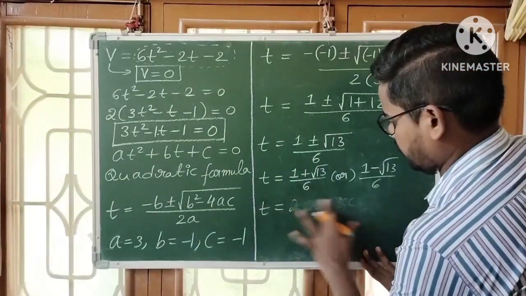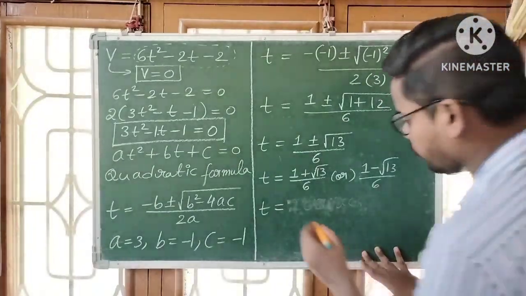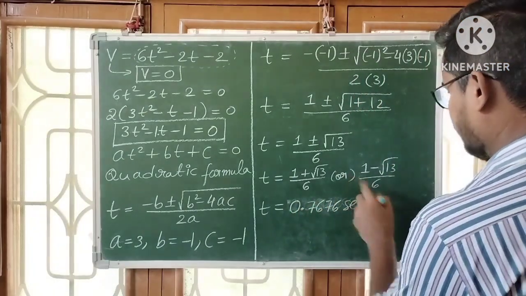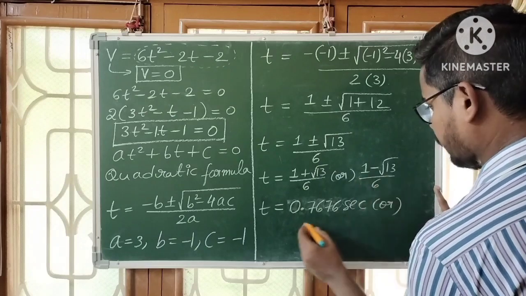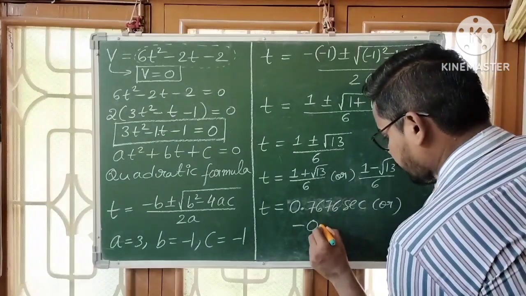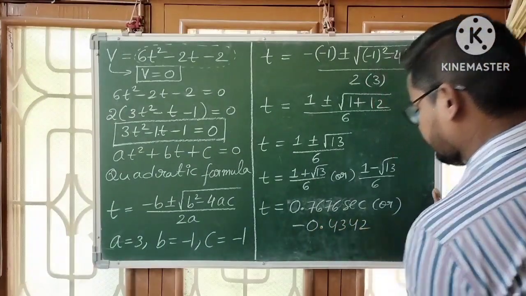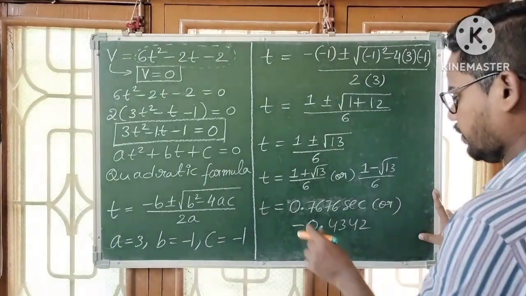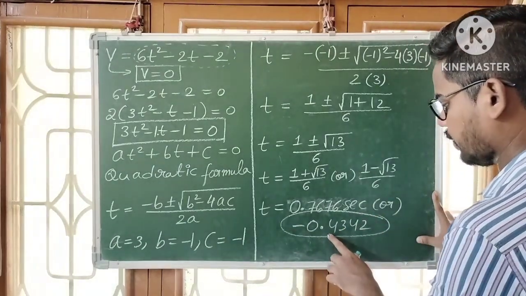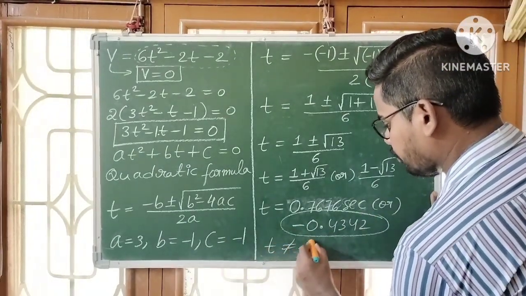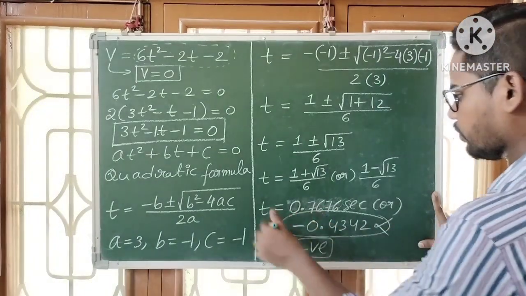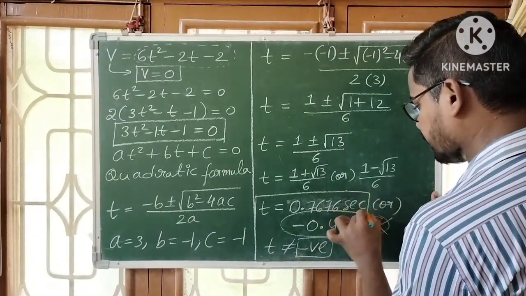Sorry, I got 0.7676 seconds, and one more solution, minus 0.4342. We have two solutions, but this solution is not valid because time cannot be negative. Remember, as time cannot be negative, we cannot consider this solution. So our solution is t is equal to 0.7676 seconds.